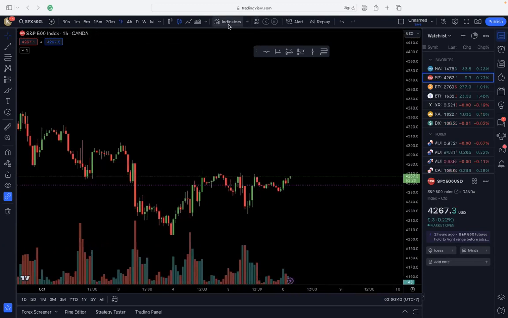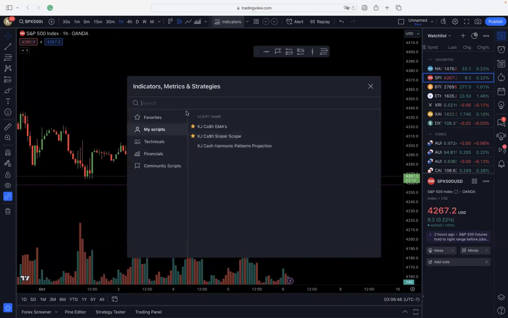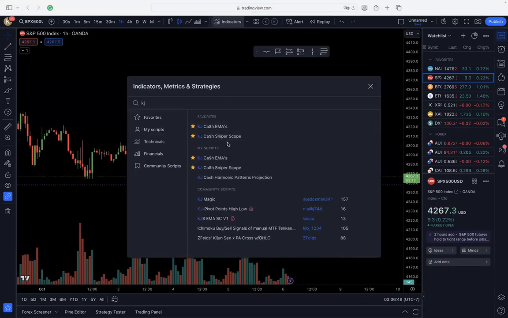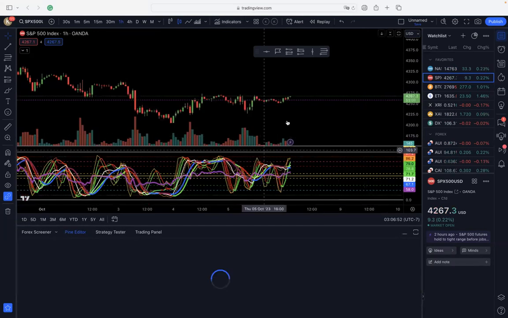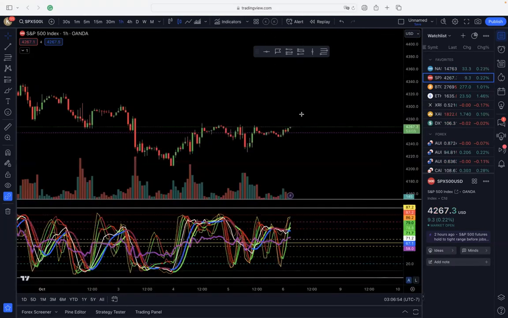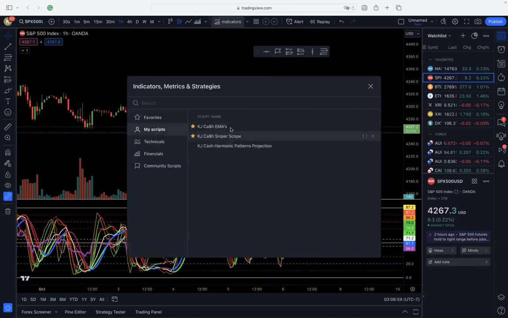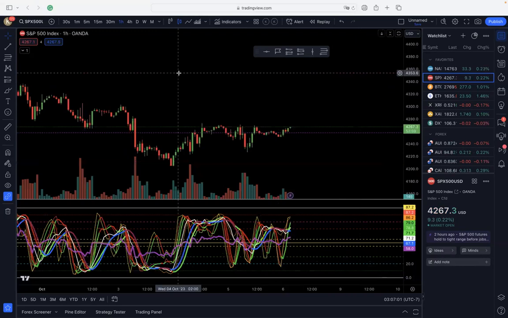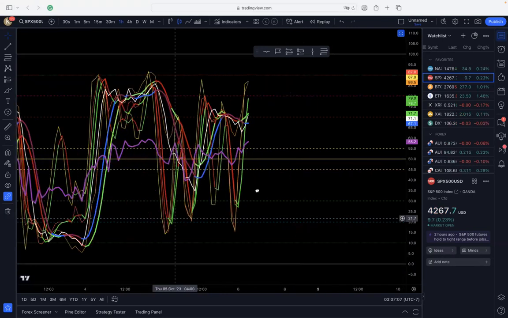So once you get the link, make sure you click the star that says add it to your favorites. And every time you go to indicators and type in KJ Cash, you will see the sniper scope. Close this. And when you want to add it, just add it to your favorites, okay? KJ Cash Sniper Scope. And this is what you'll get.